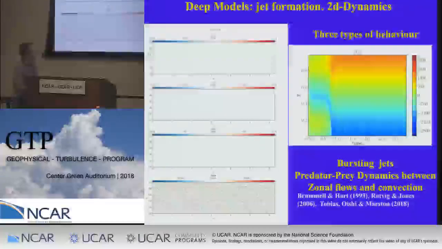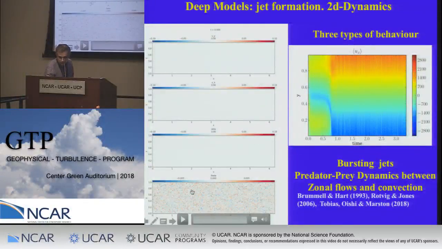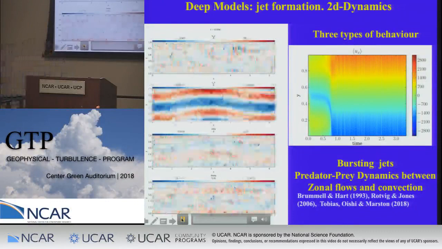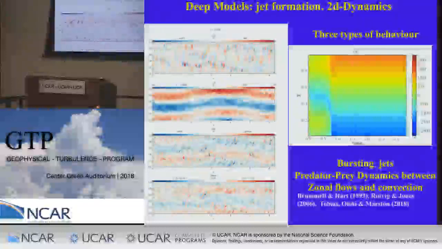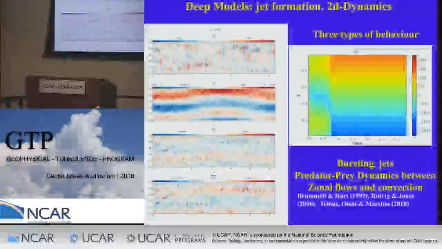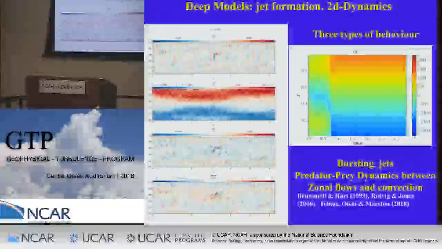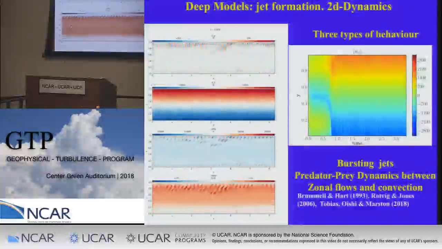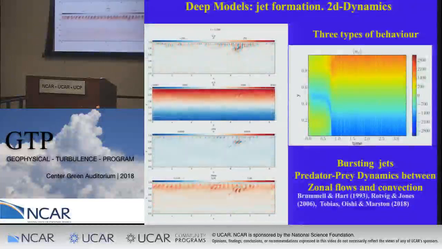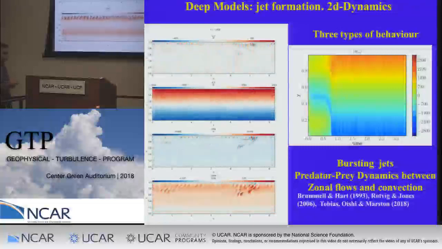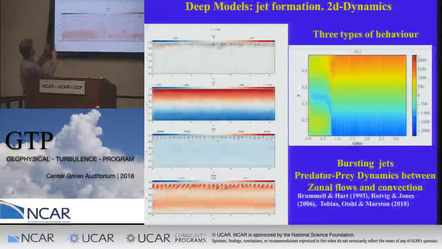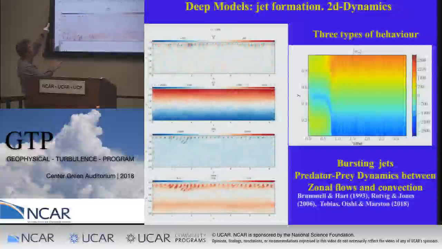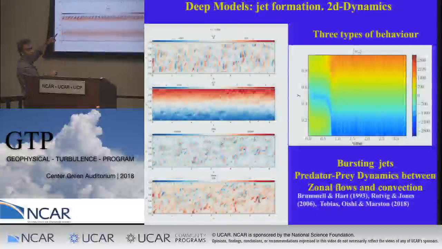Or, and this one's the most interesting, I will show the movie for this. This one gives you this bursting behavior where you get some jets. Actually, this is the period where it's trying to make up its mind what to do. And you get these jets after a while. Here we go. And then they start to switch off the convection and burst between dynamics where you get strong jets and strong convection. You get this kind of predator-prey dynamics between the jets and the convection. This is UY, the velocity in the vertical. This is UX, the zonal velocity. This is the vorticity, and this is the temperature perturbation.